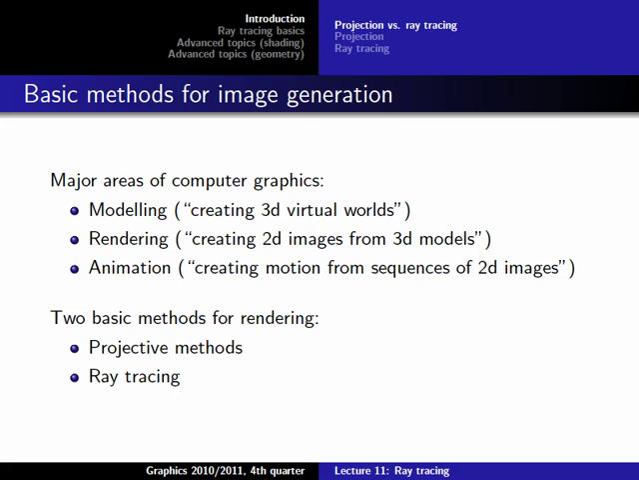A few new things will come, maybe not today, but next time, that are purely originally ray tracing techniques, but they are also important for programming real-time graphics with projective methods, especially in relation to game programming. So this is another reason why it should be interesting for you.